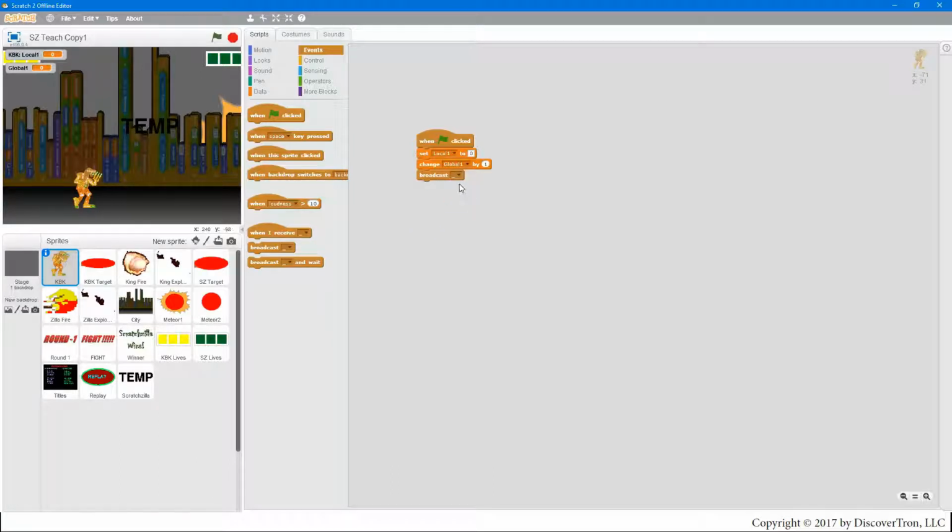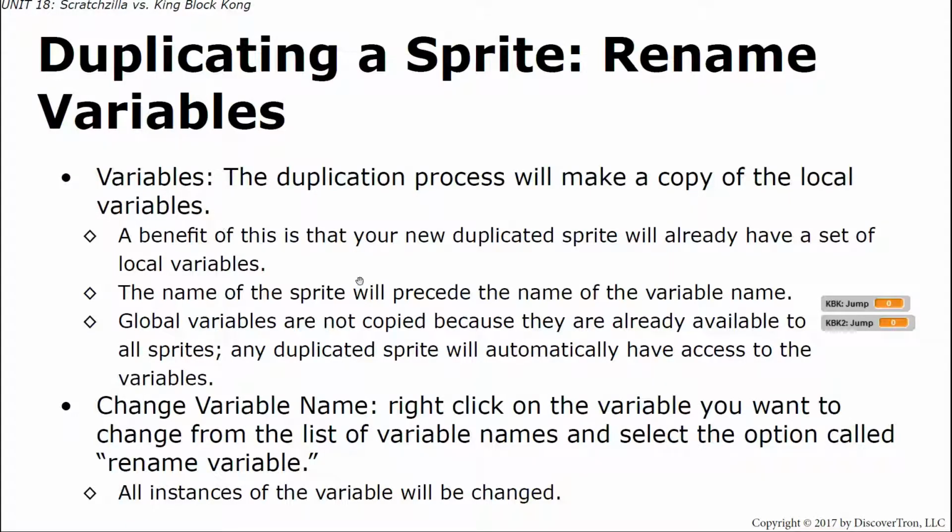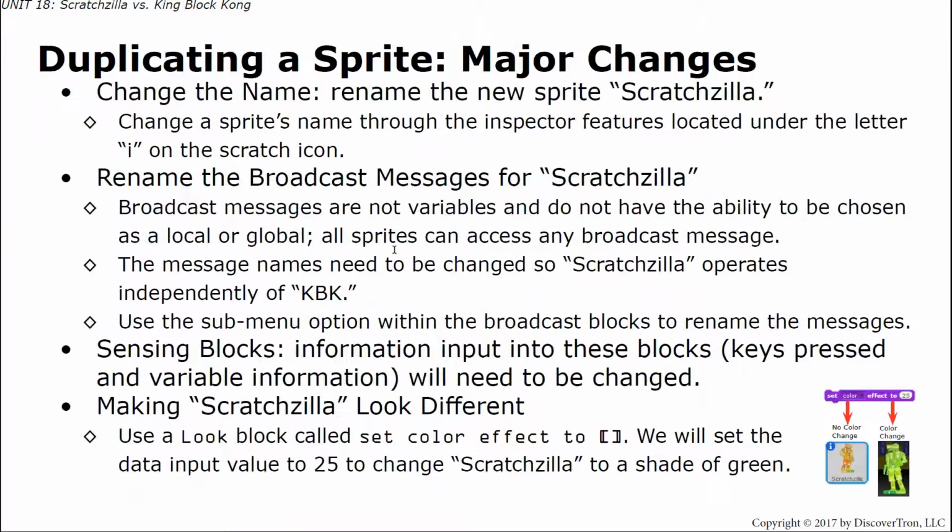We're going to create a new message, and we'll call it test message. So there we go. We got a sprite and we're going to duplicate the sprite. And back to the presentation real quick, to make sure I don't miss anything before I go on.